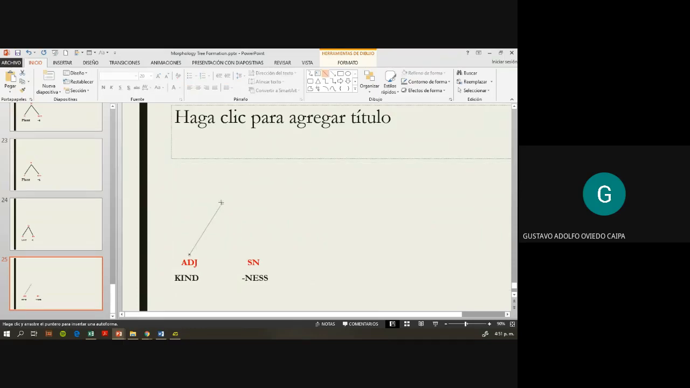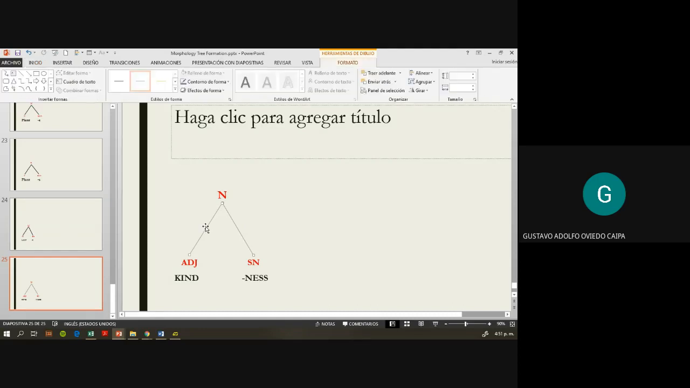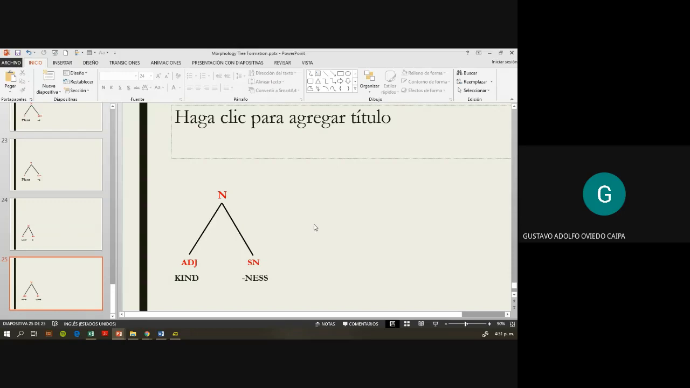So let's get this together. In this one, this one. So as you can see, ness is the element that is on the right. So this is the element that is going to determine the category of the word, because normally that's how it works in the internal structure of words. At least in English, that's more or less the way it works. The element that is on the right is the element that is going to determine basically the category of the word. Okay, so far so good.